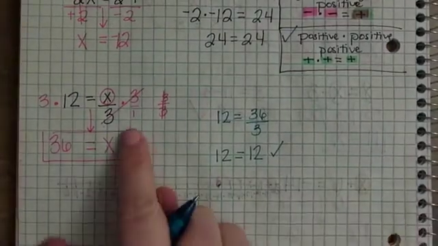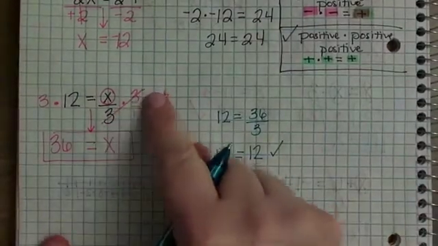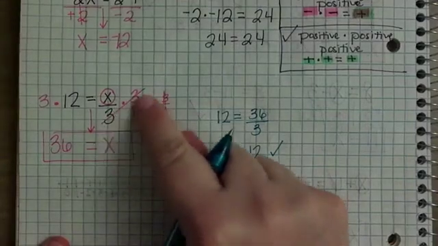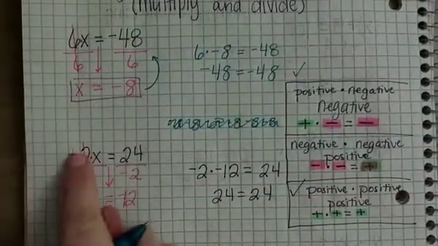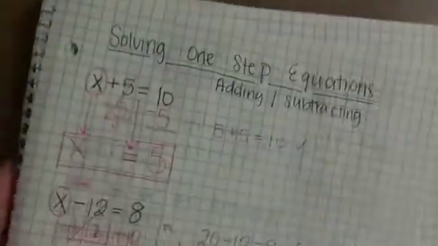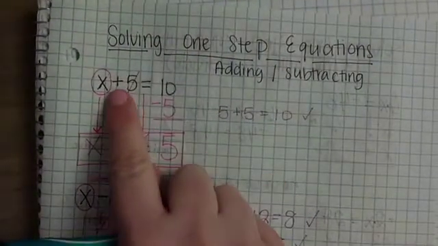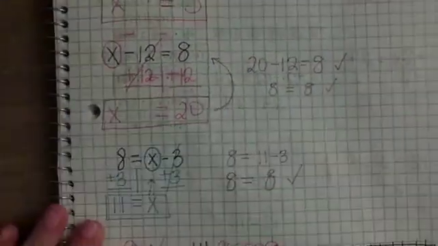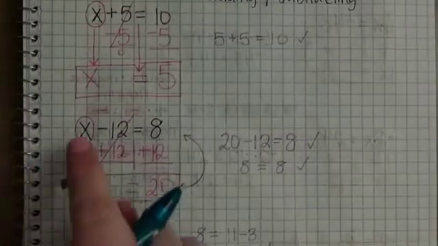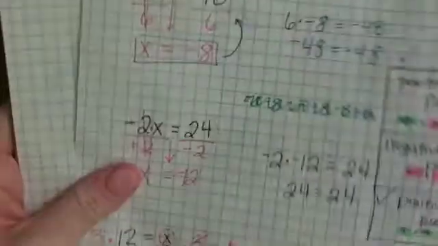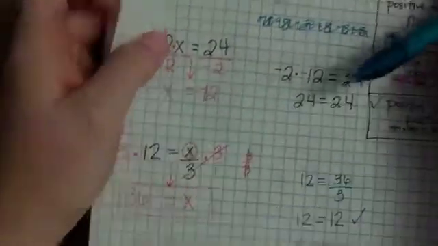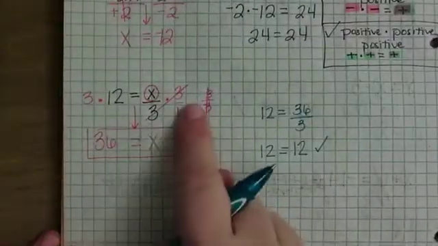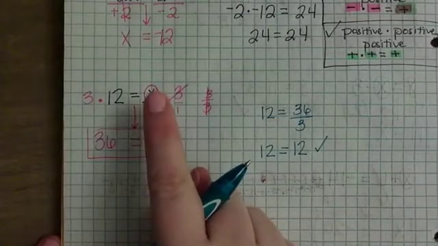So again, we are just doing the opposite. This one was dividing, so we multiply. This one was multiplying, so we divided. The ones that we did in the last set of notes, it was adding, so we subtracted. It was subtracting, so we added. So you are always, always, always going to do the opposite of what's happening. So that's why on this one, we multiplied because it's the inverse of dividing.